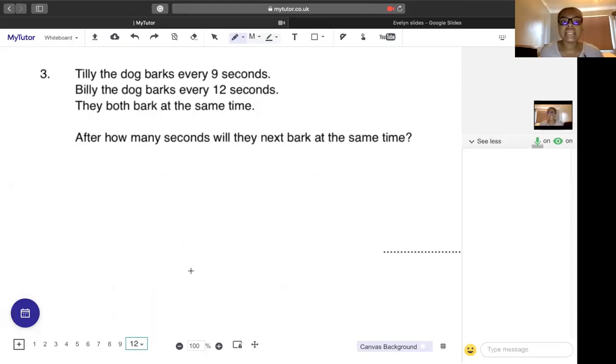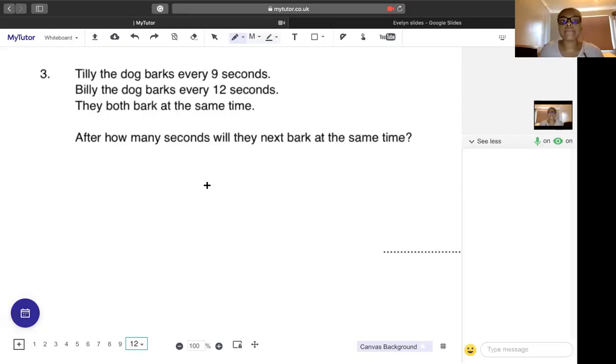So here, Tilly the dog barks every 9 seconds. Billy the dog barks every 12 seconds. So they both bark at the same time. So after how many seconds will they next bark at the same time? So this one is actually a lowest common multiples question.